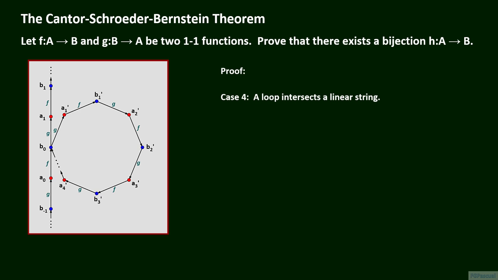Without loss of generality, let us assume that the loop and the linear string intersect at the element b sub 0 from set B. We also assume that the loop and the linear string separate at b sub 0. On the linear string, g of b sub 0 is equal to a sub 1. On the loop, g of b sub 0 is equal to a sub 1 prime. If indeed the loop and the linear string separate at b sub 0, then a sub 1 cannot be the same as a sub 1 prime. This would be a contradiction because g is a function and can assign only at most one value to b sub 0. And so case 4, where a loop intersects a linear string, is impossible.